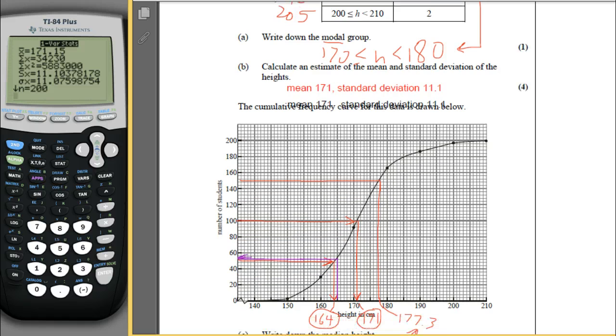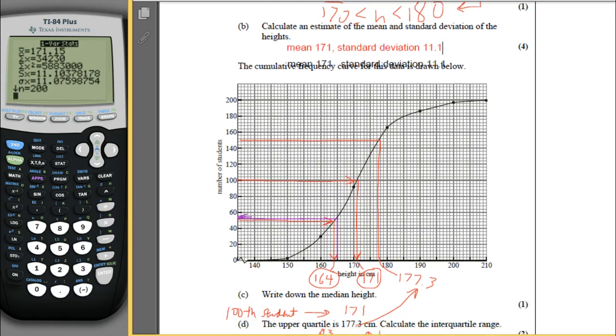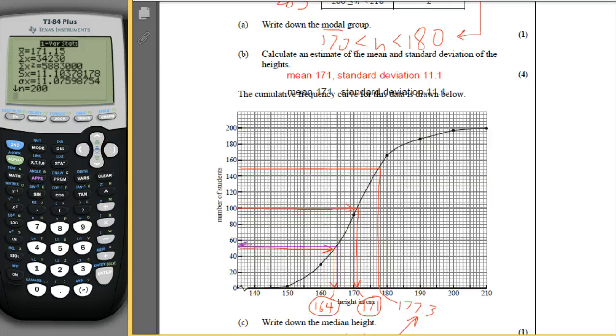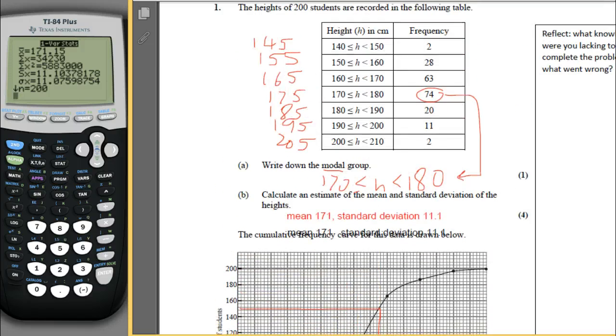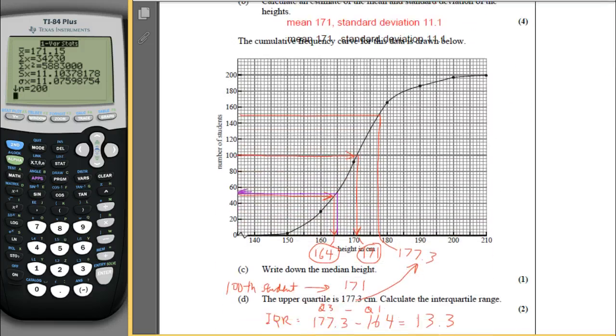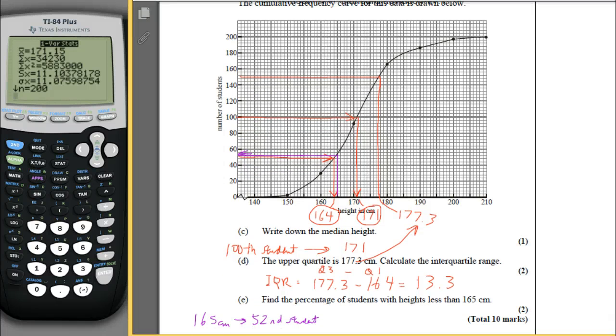Okay, and then the next section, we're going to use the cumulative frequency graph. And the cumulative frequency graph is already drawn for us here. And they're going to ask us for what they usually ask for: median height, Q3, Q1, or the interquartile range. So first, it asks us for the median height. And the way we're going to find the median height is we're going to find the middle student. So if there's 200 students total, the middle student would be the 100th or the 101st student.